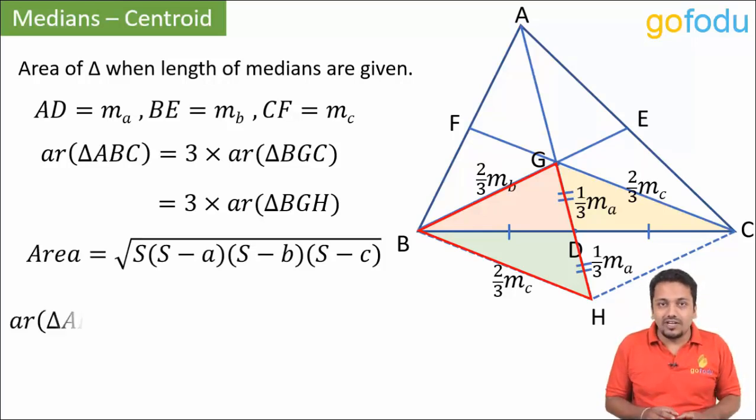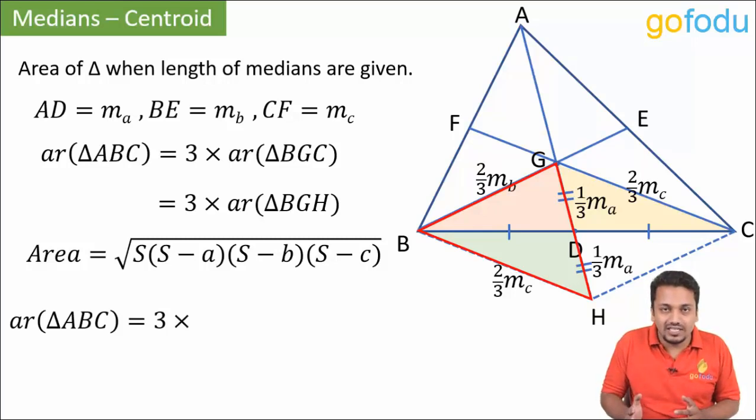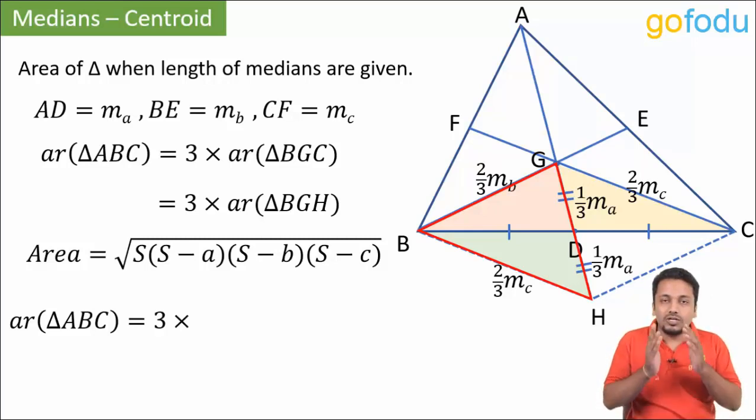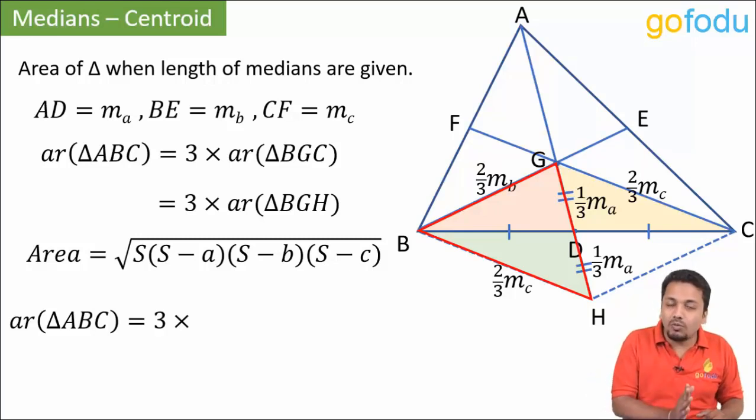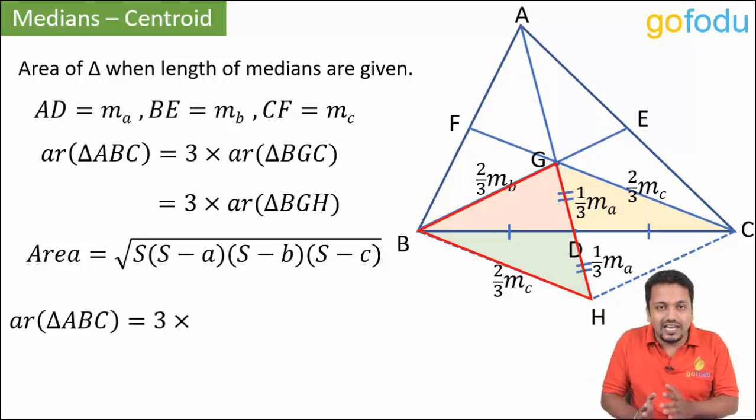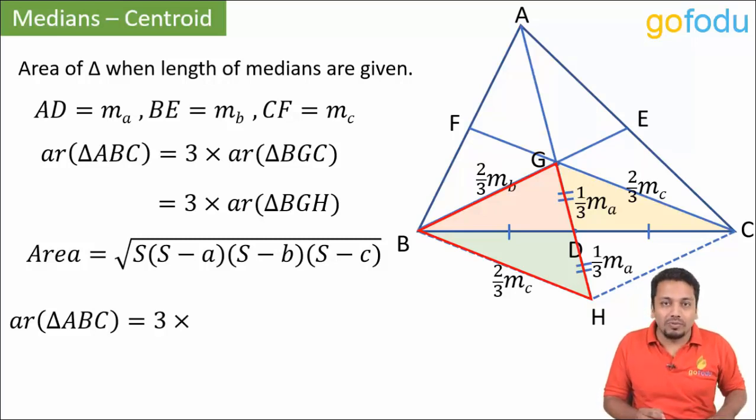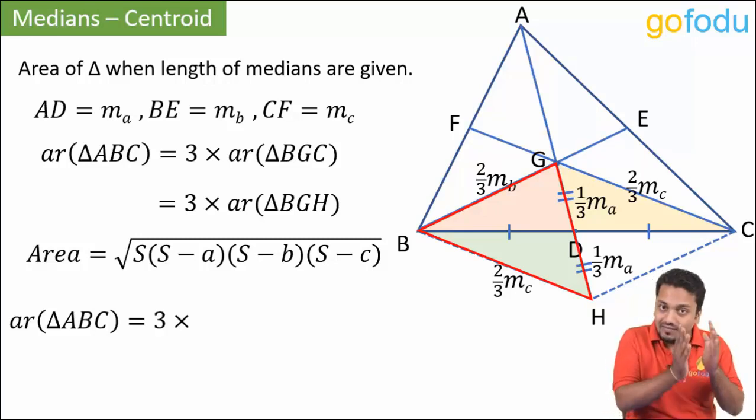Area of triangle ABC will be 3 times the area of triangle BGH, and for the area of triangle BGH, in place of A, B and C, we have to put 2/3 MA, 2/3 MB and 2/3 MC, right? Now we have 4 brackets: S, S minus A, S minus B and S minus C. In semi-perimeter S, 2/3 could be taken out common. In A, B and C, everywhere 2/3 is going to come. Basically, in each bracket, 2/3 could be taken out common, and we will have 2/3 multiplied 4 times.